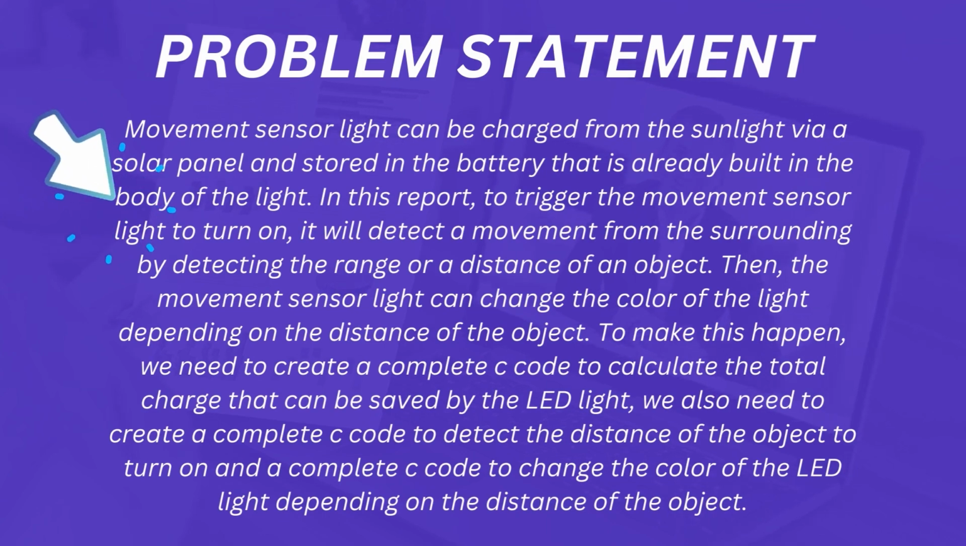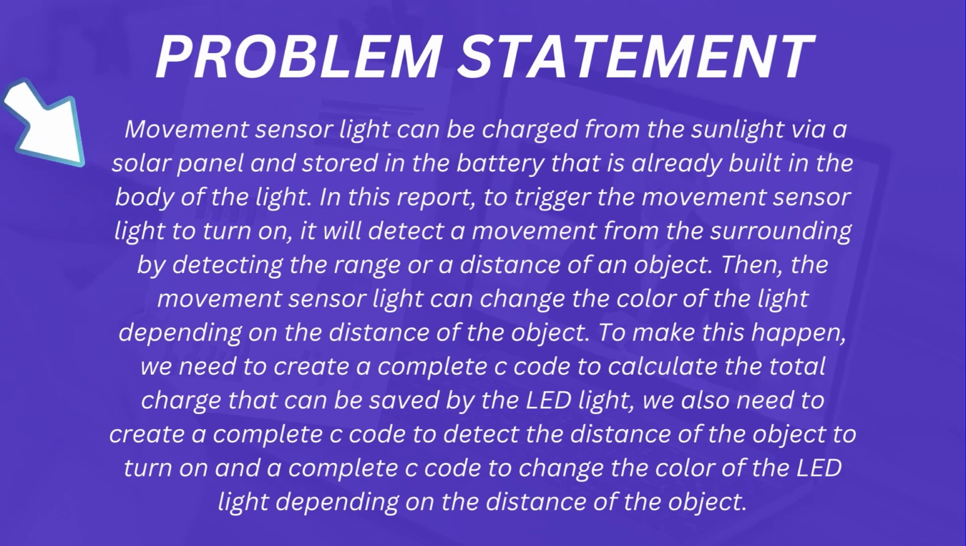So, for our problem statement, the movement sensor light can be charged from the sunlight via a solar panel and stored in the battery that is already built into the body of the light. In this report, to trigger the movement sensor light to turn on, it will detect a movement from the surroundings by detecting a range or a distance of an object. Then the movement sensor light can change the color of the light depending on the distance of the object.